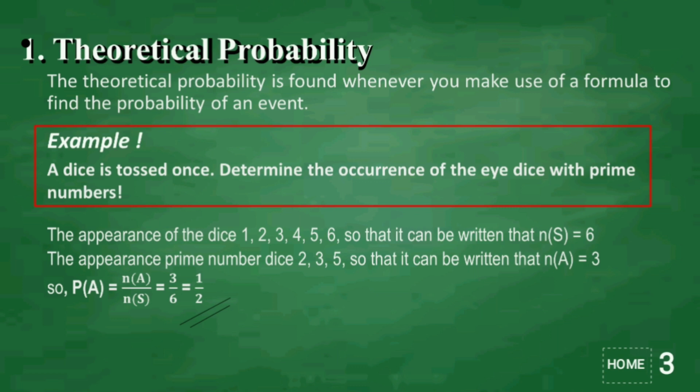This is an example problem. A dice is tossed once. Determine the probability of the appearance of a dice with a prime number. The solution: the appearance of the dice is 1, 2, 3, 4, 5, 6, so it can be written that n(S) equals 6. The appearance of a prime number on the dice is 2, 3, 5, so it can be written that n(A) equals 3. So P(A) equals n(A) over n(S) equals 3 over 6 equals 1 over 2.